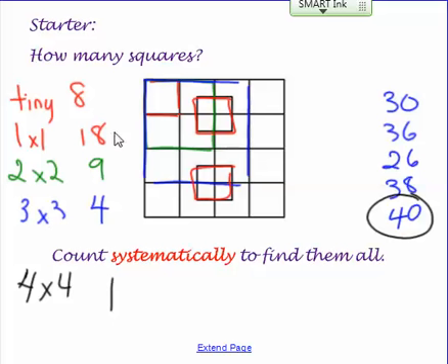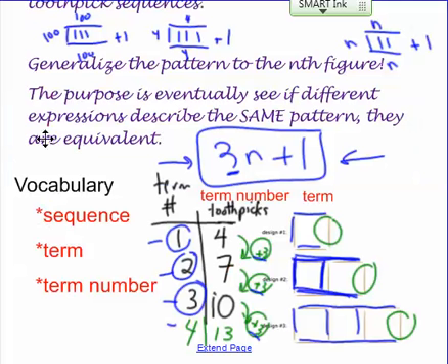So if you do it systematically, you can be sure you didn't miss any. And that's just to get you to understand starting to find patterns by doing something systematically. Because today what we're really looking at are sequences and trying to generalize patterns to get to the nth figure.